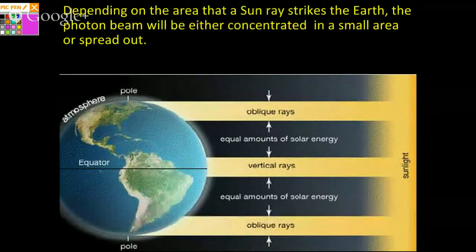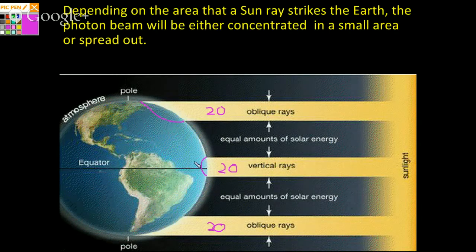So here's the reason why different areas of the Earth experience different amounts of energy. Depending on the area that a sun ray strikes the Earth, the photon beam will either be concentrated in a small area, like right here, or spread out over a larger area. So let's say, again, that each one of these rays carries with them 20 million photons. So each ray is of equal strength. Each carries with it 20 million photons.